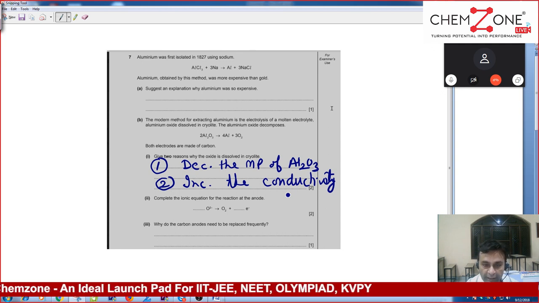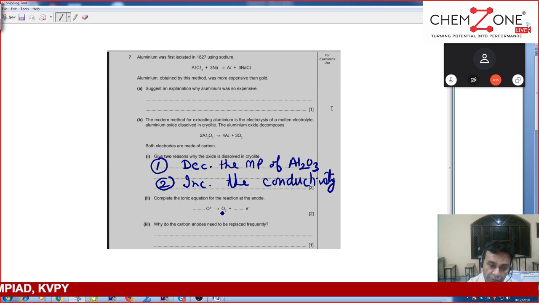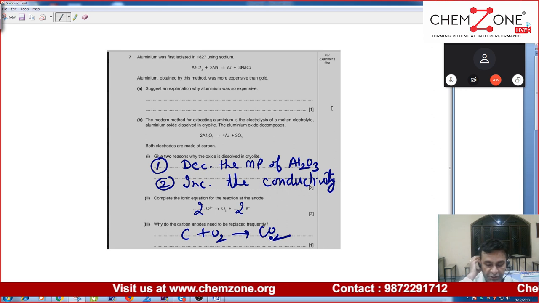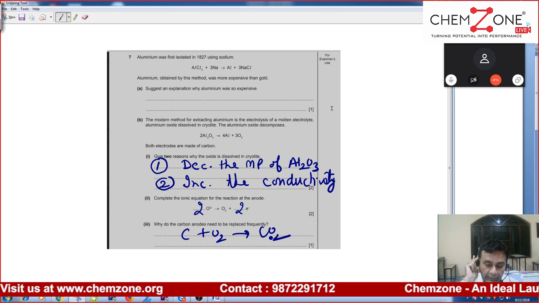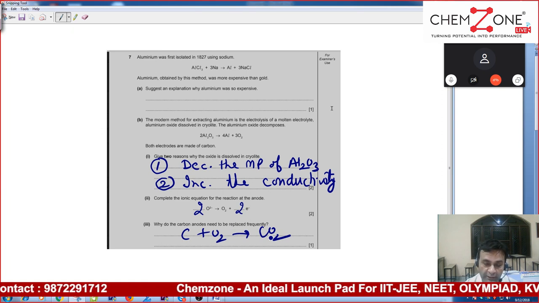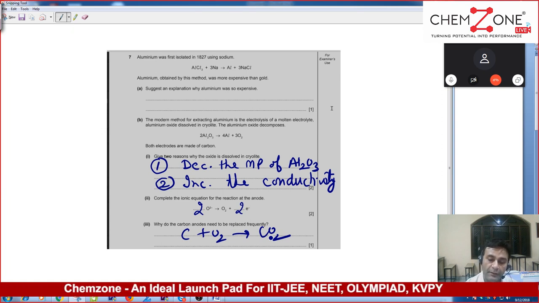Okay, sir. Complete the ionic equation for the reaction at the anode. So it's the oxide ion giving oxygen, balance it as 2 and 2. Right? Why does the carbon anode need to be replaced frequently? Because the oxygen produced reacts with the carbon to form carbon dioxide. So the carbon gets oxidized. The carbon anode decreases, so it has to be replaced again and again, right? Yes, sir.